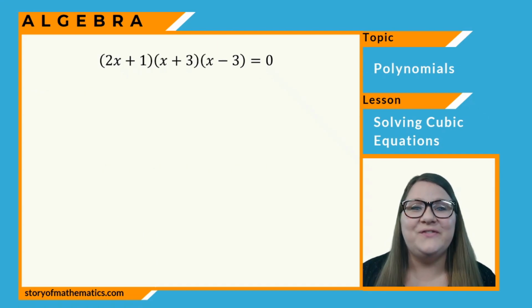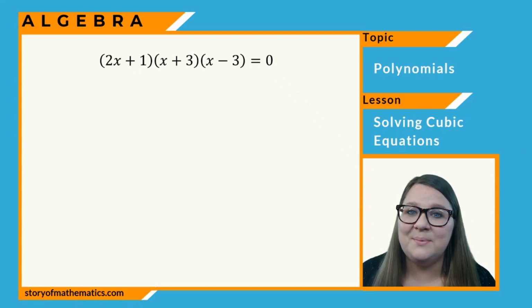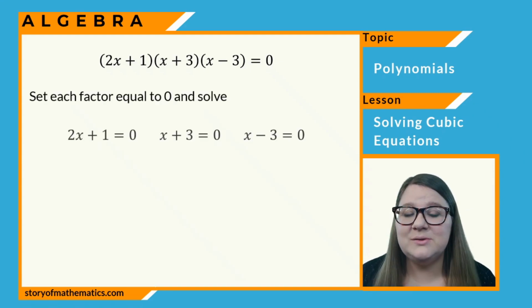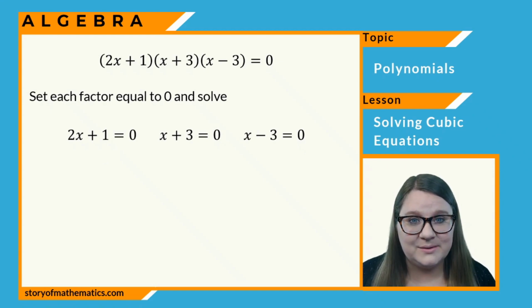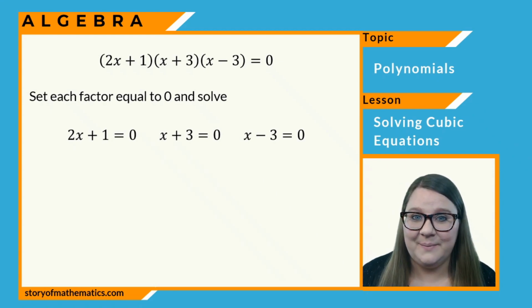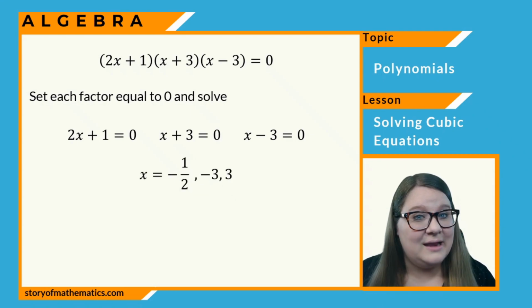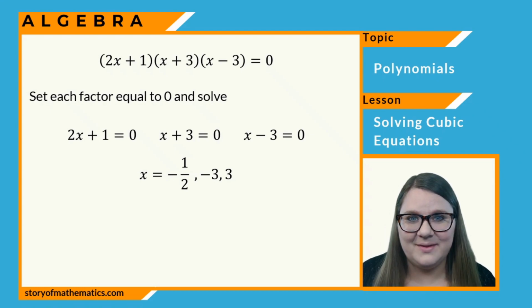But now this is in its fully factored format, we're going to be able to set each of our factors equal to 0 and solve. So 2x plus 1 equals 0, x plus 3 equals 0, x minus 3 equals 0. We solve each of these independently, and we get the answers x equals negative 1/2, negative 3, or 3.